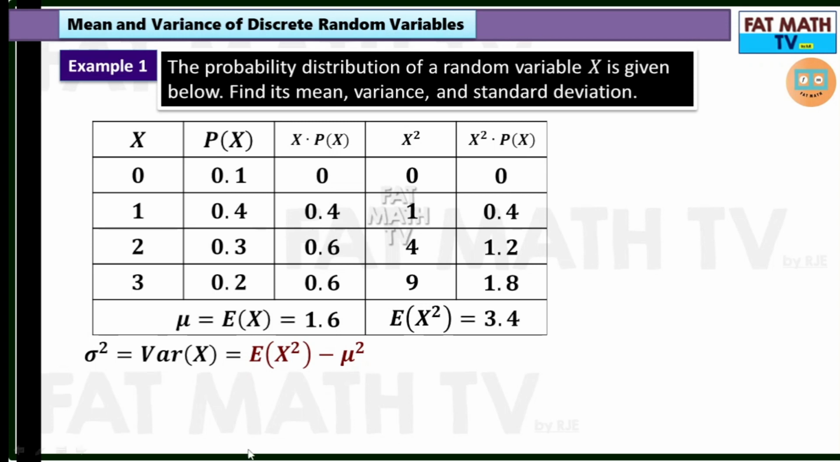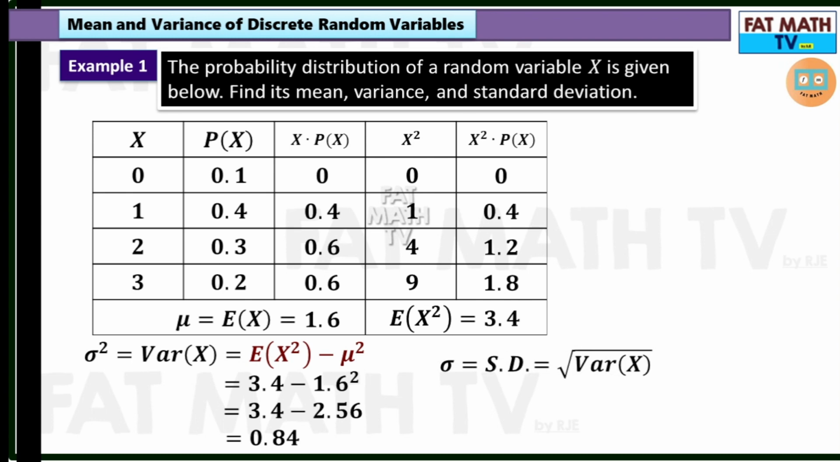And we will use that in this formula. So expected value of x squared is 3.4 as what we solved here. And then mu is 1.6. You square that and put it in your calculator. 1.6 squared is 2.56. 3.4 minus 2.56 is 0.84. So that is the variance of x. For the standard deviation, you just get the square root of the variance. Square root of 0.84, that is 0.92 if rounded off to the nearest hundredths.